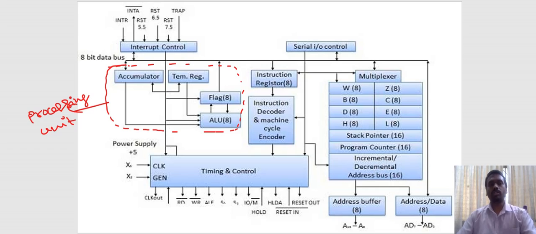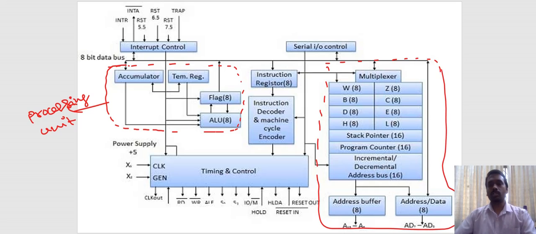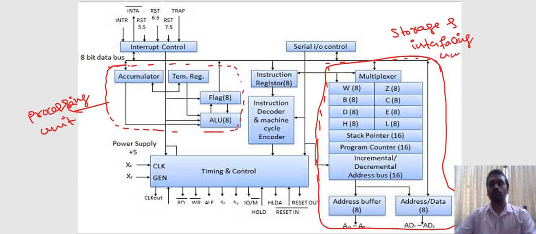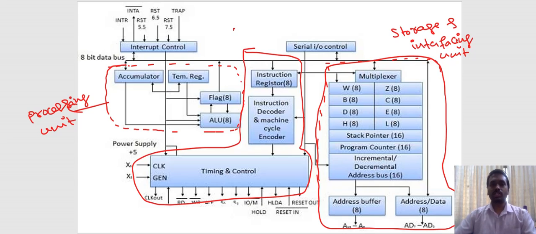So there is one portion that is called the processing unit, and this is the second portion. You can see I'm marking it out. This is called the storage and interfacing unit. And next there is a third block. This is my third block, and it is called the instruction unit.